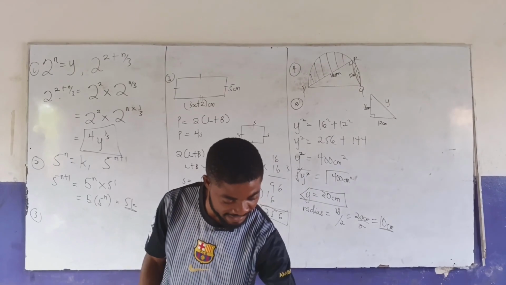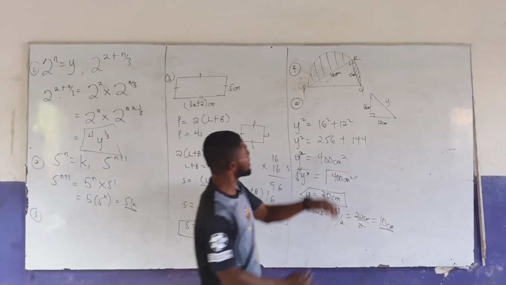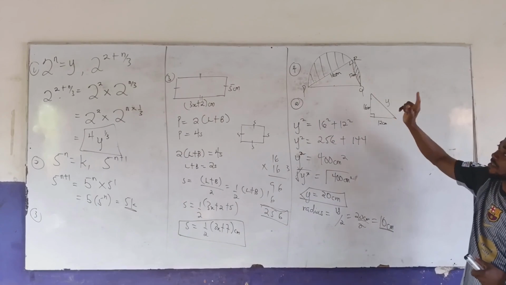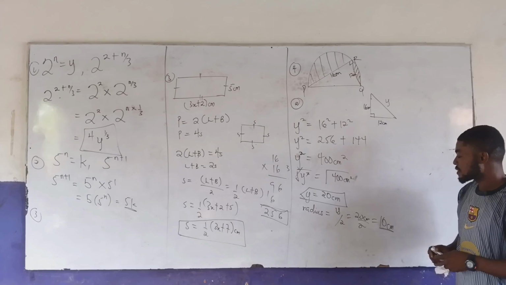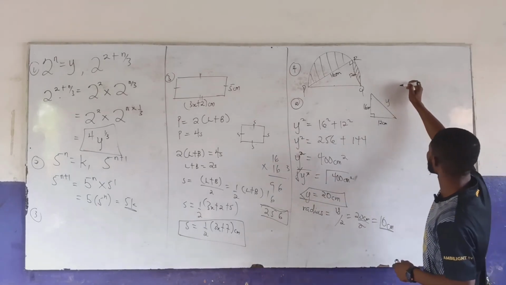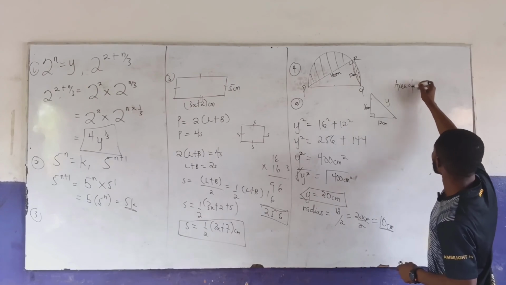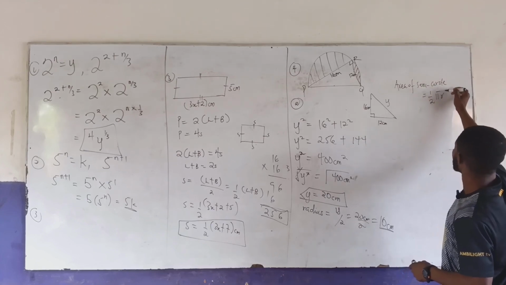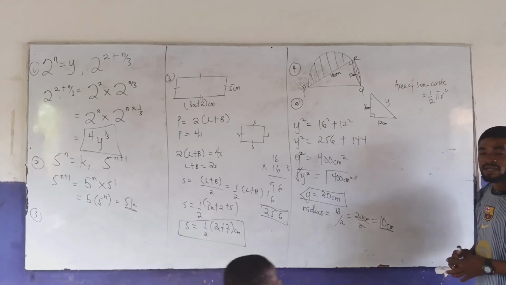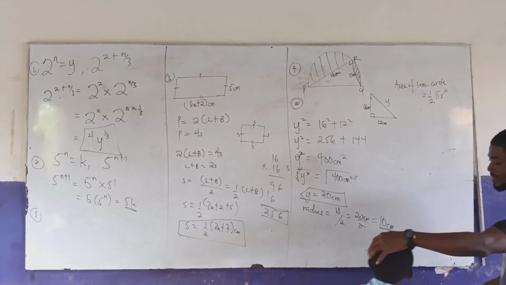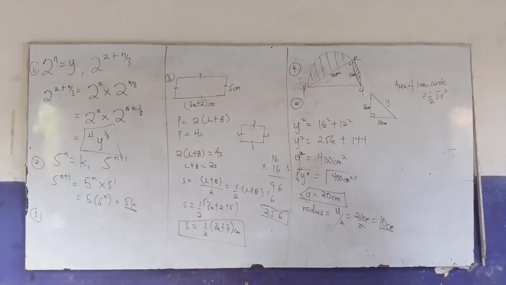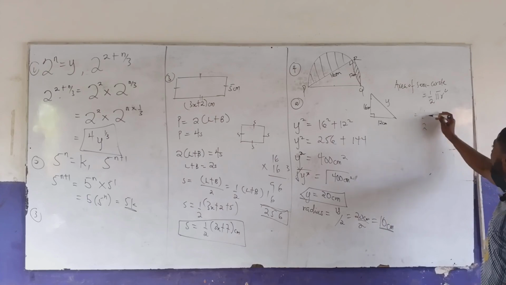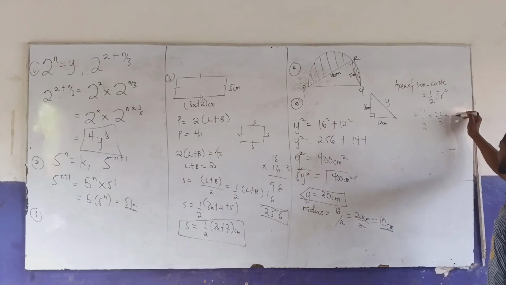So that is the radius of the semicircle we have on the board. Then the next one says we should find the area of the shaded part. And so the area of the shaded part should be the area of the semicircle minus the area of the triangle PQR. So the area of our semicircle is half pi r squared. Since the area of a circle is pi r squared, half of pi r squared should be the area of the semicircle. Now we know pi to be 22/7, and our radius to be 10.